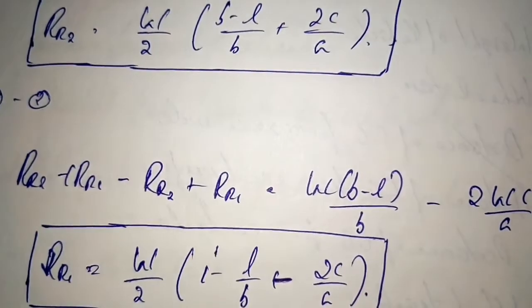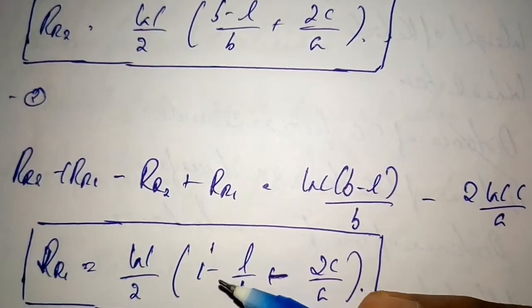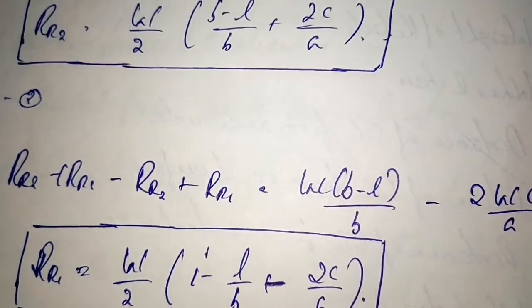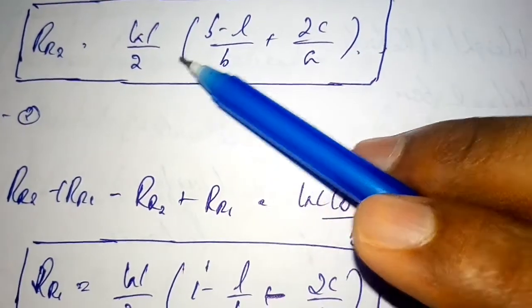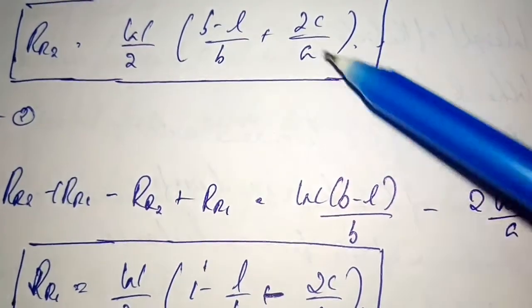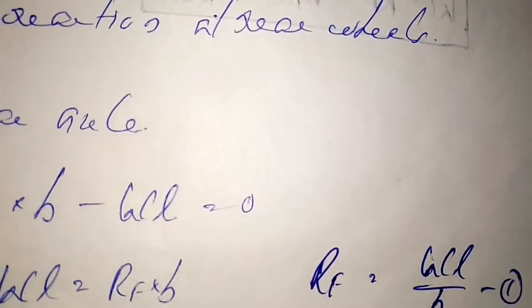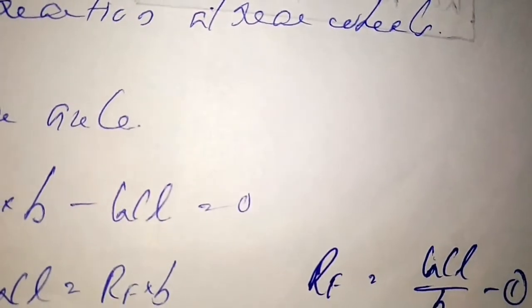So the equation for RR1 is W by 2 into 1 minus L by B minus 2C by A, and the equation for RR2 is W by 2 into B minus L by B plus 2C by A. And similarly for RF is WL by B.